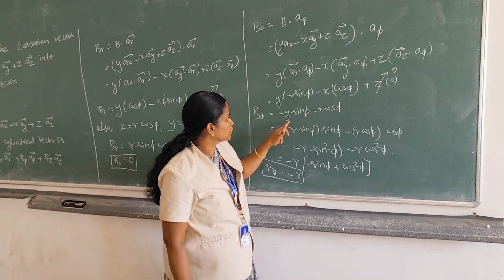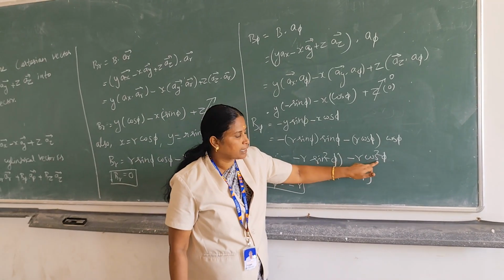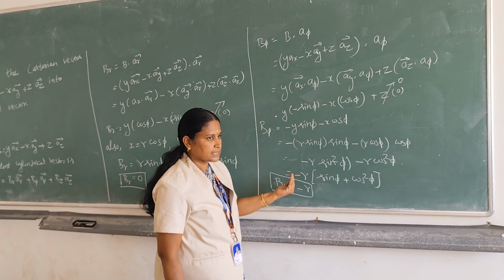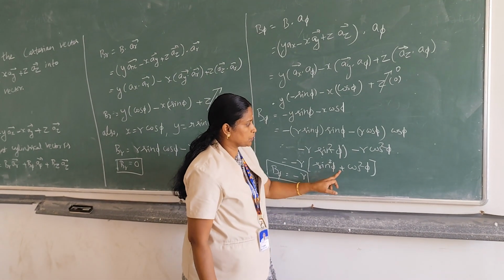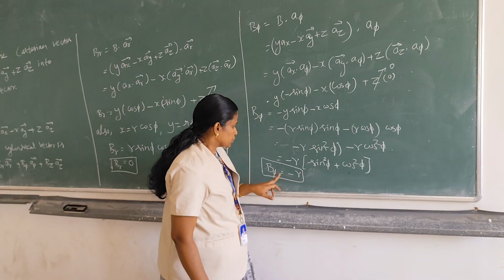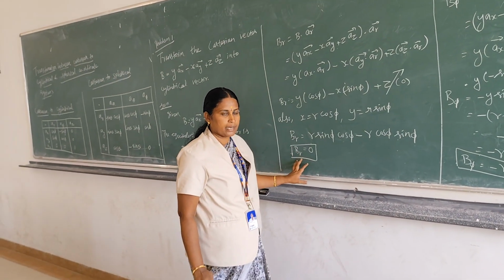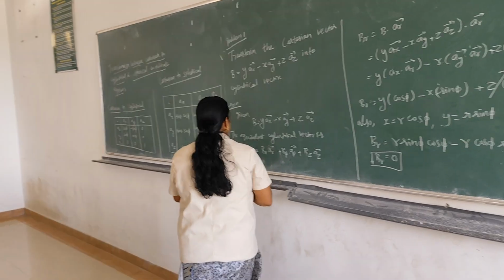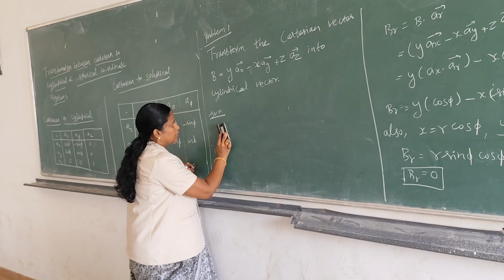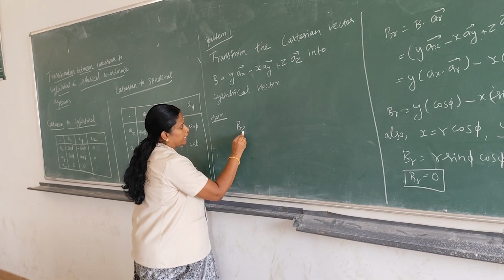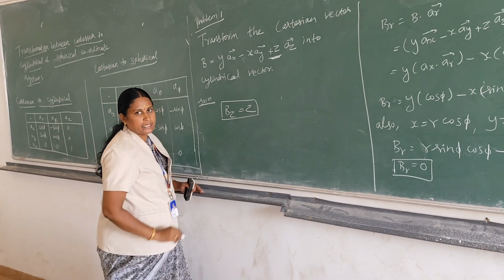Now substitute the values for x and y, so you get minus r sin square phi minus r cos square phi. Take minus r as common, so you get sin square phi plus cos square phi. We all know that sin square theta plus cos square theta is 1, so the B phi value becomes minus r. Now we have found BR as well as B phi. By comparing with the given equation, we get the Bz value as z.